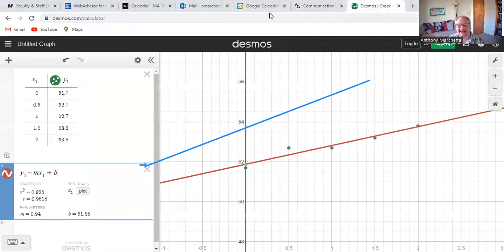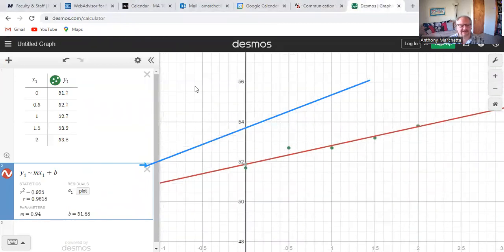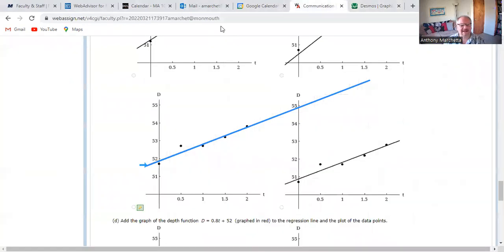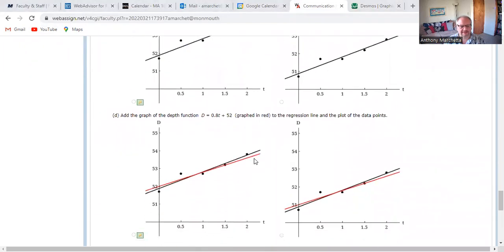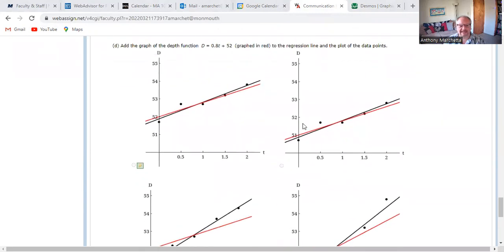Oh, well, the reason why it's not actually is because I zoomed out a tiny bit. If I zoom in, it should work, or zoom out, like there's something missing in it, but it's similar to it. And then last but not least, add the graph of the depth function and graph it in red and put it with it. Now that's not hard to do.